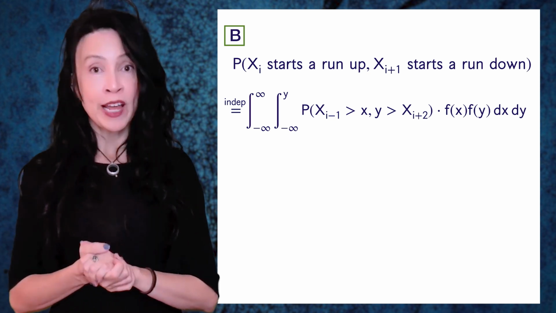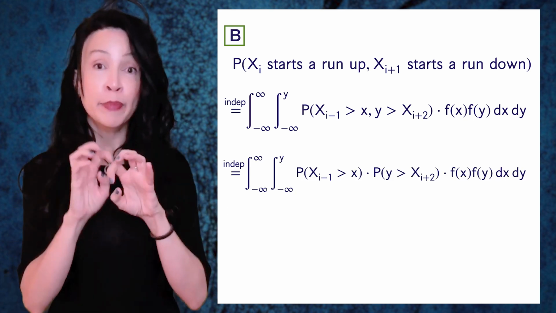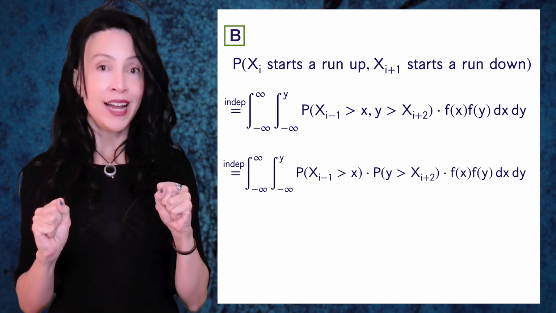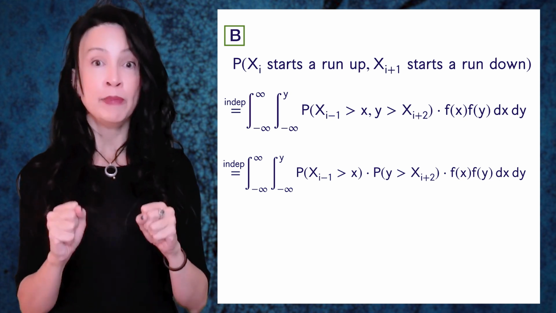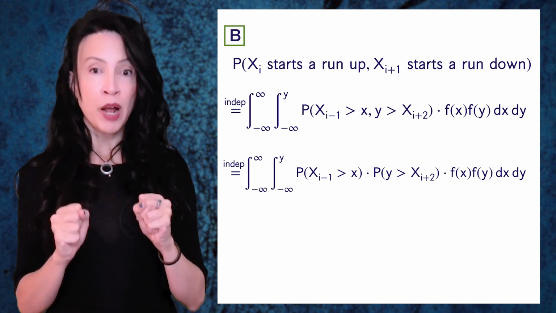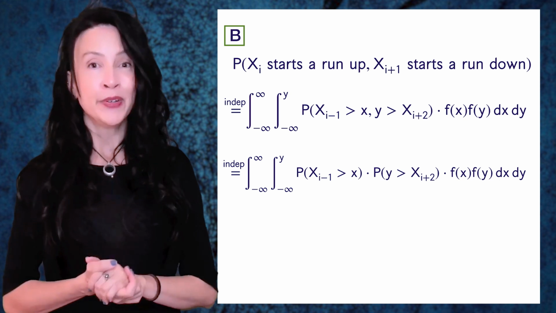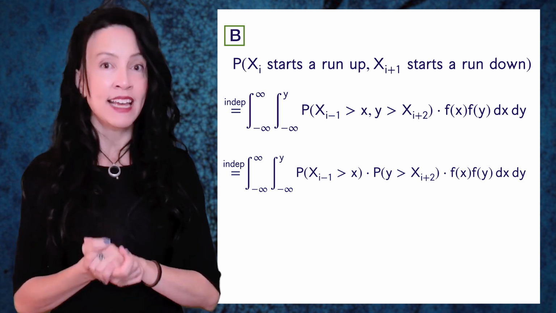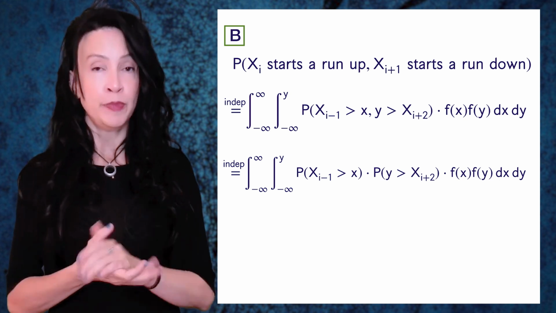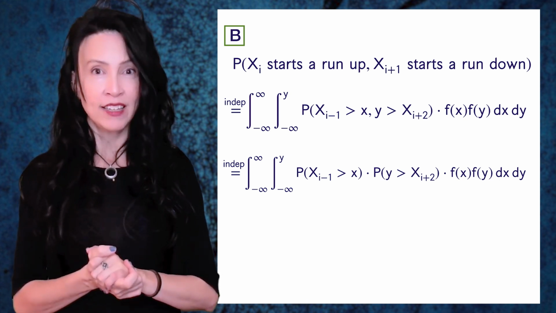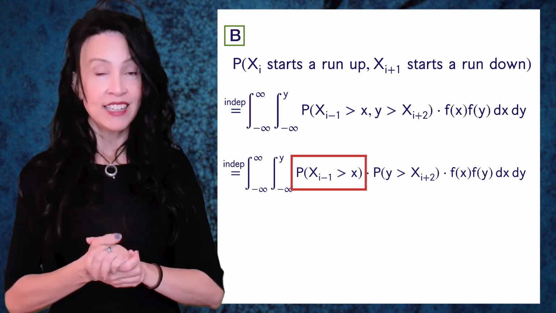And because these two random variables are independent and identically distributed, by independence, I can factor this. And by identicalness, I can describe both of these using the same CDF. So the probability that x_{i+2} is less than y for a continuous random variable is the same thing as saying x_{i+2} is less than or equal to y, which is defined to be the CDF, capital F of y. Over here, I've got 1 minus the CDF, capital F of x, and so we've got this integral to compute.